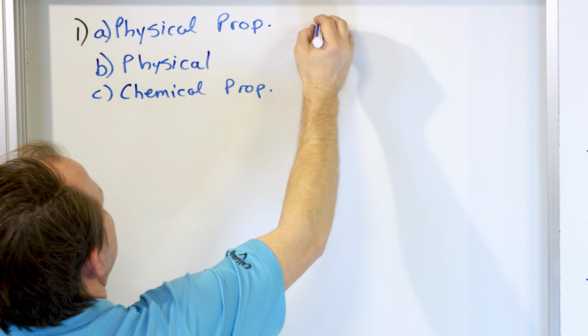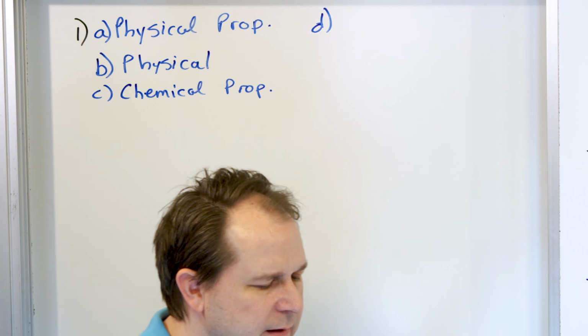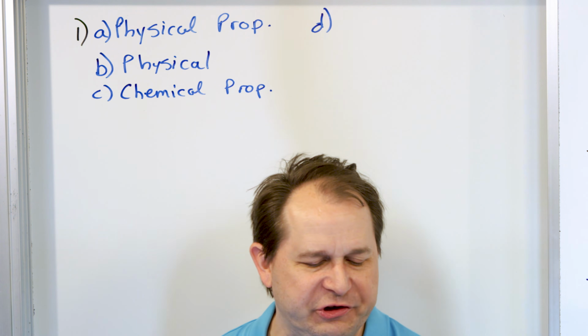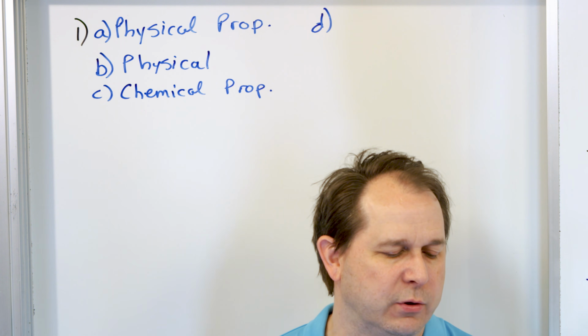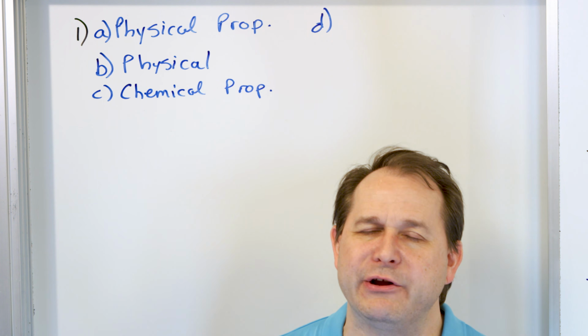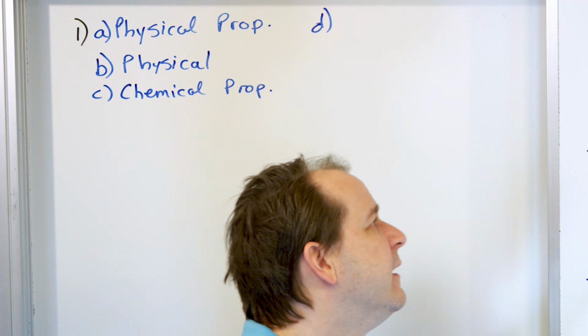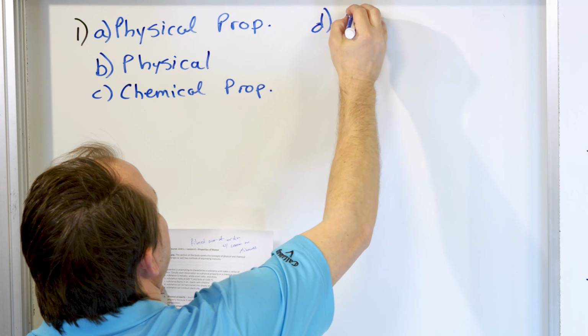Okay, what about D? A substance can be hammered into sheets and drawn into wires. Is that a physical or a chemical property? Well, that's a physical property. You're not making any molecular changes when you do those things. So that is a physical property.